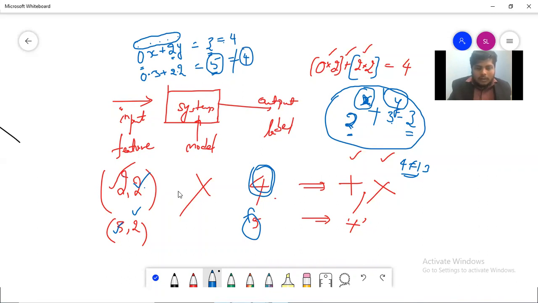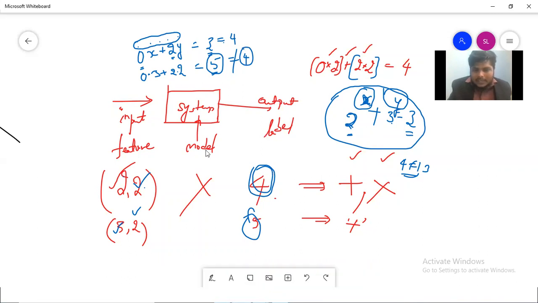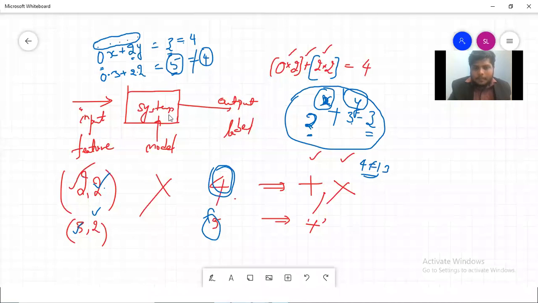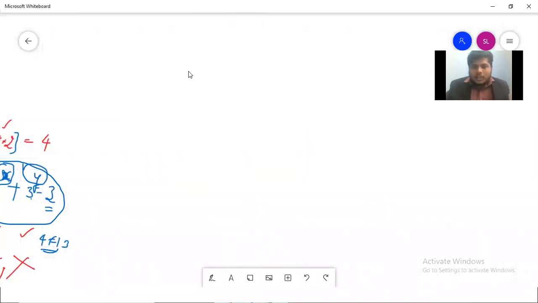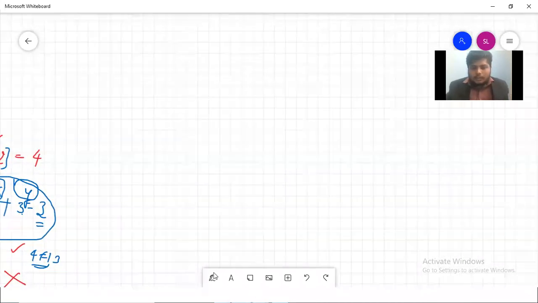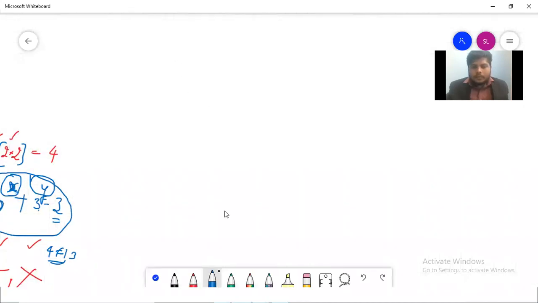Okay, so now let's take the same thing as a real-time application. So as I said, I have added 2 packets of milk. I'm calling it as M.